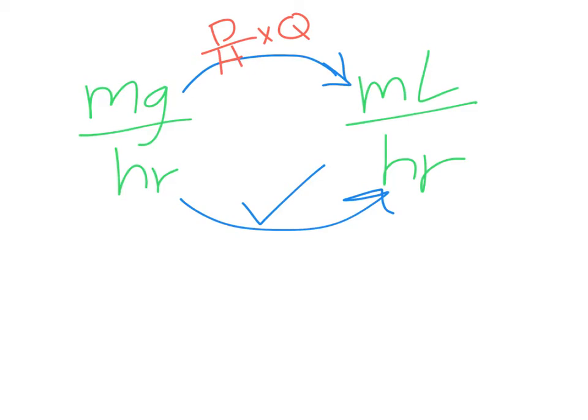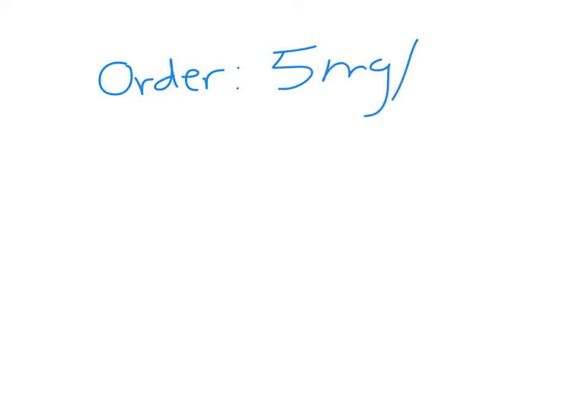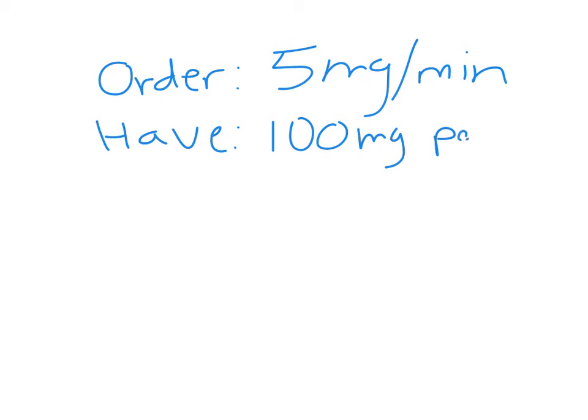But what happens when it's not ordered per hour? Let me show you what I mean. Let's say instead of so many milligrams per hour, what if it's so many milligrams per minute? And then once again, we're told how the medication comes. Let's say we have a medication that is 100 milligrams per 25 milliliters or something like that. And again, we're being asked the same question: milliliters per hour.